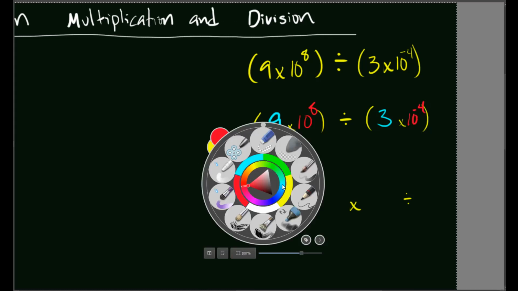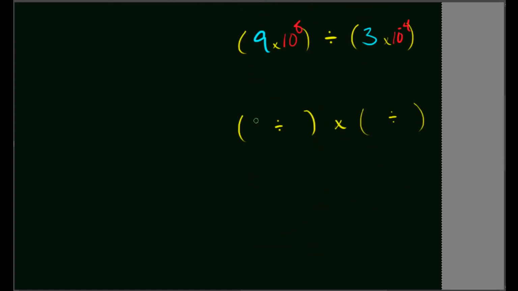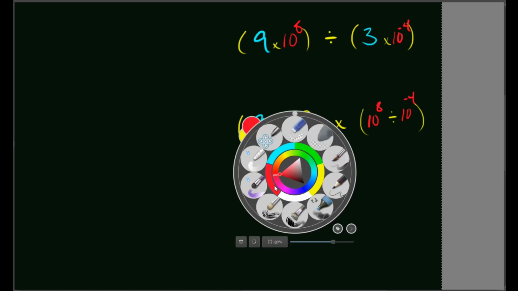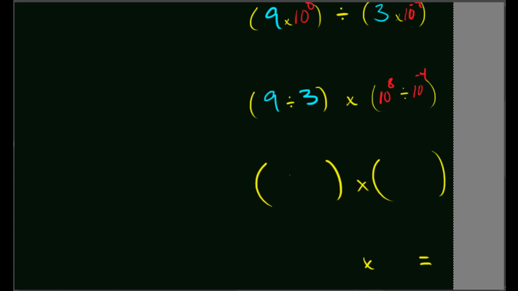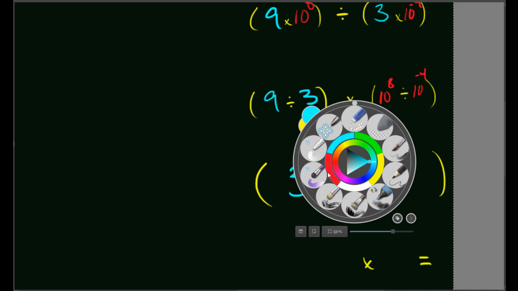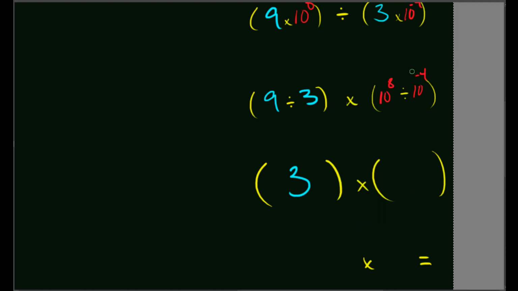Alright, so now what do we do? Now we want to rearrange it. So we have 9 divided by 3, and then we have 10 to the 8th divided by 10 to the negative 4. What is 9 divided by 3? That's just 3. What about 8 minus negative 4?